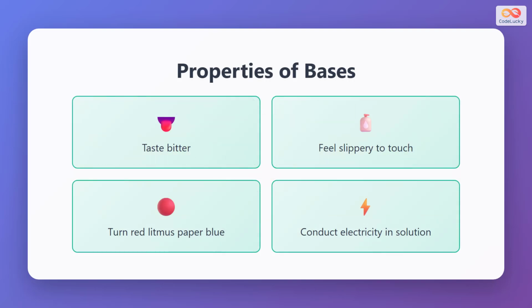Bases have several characteristic properties that help us identify them. First, bases taste bitter, though you should never taste chemicals in a laboratory. Second, bases feel slippery or soapy to the touch because they react with oils in your skin. Third, bases turn red litmus paper blue, which is a simple test for basicity. Finally, bases conduct electricity when dissolved in water because they produce ions in solution. These properties make bases easily distinguishable from acids.